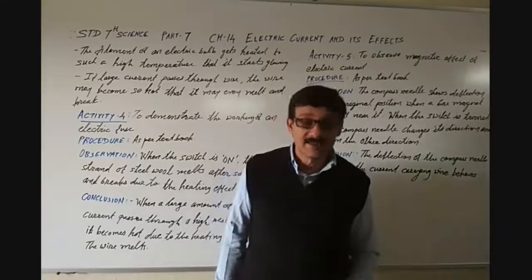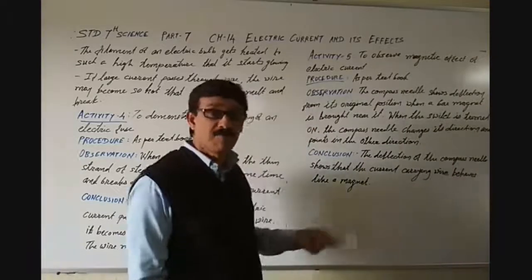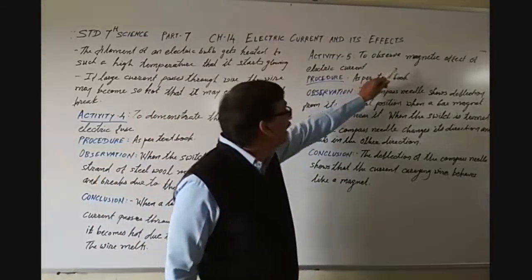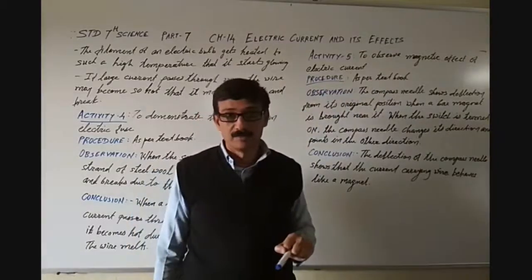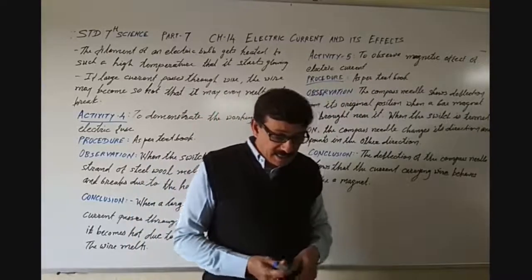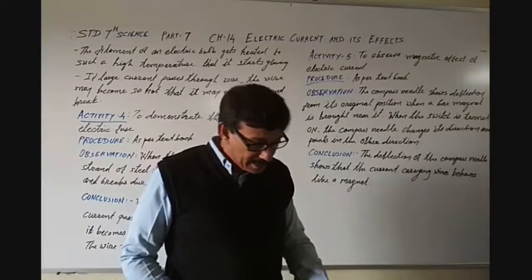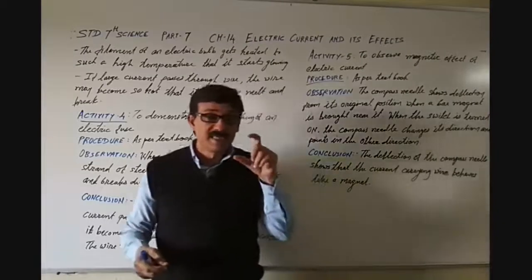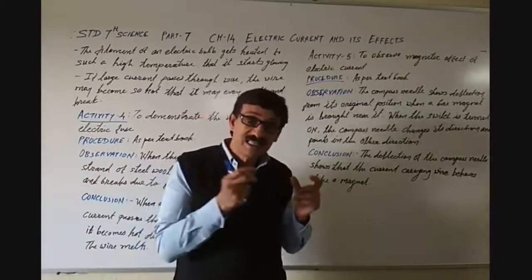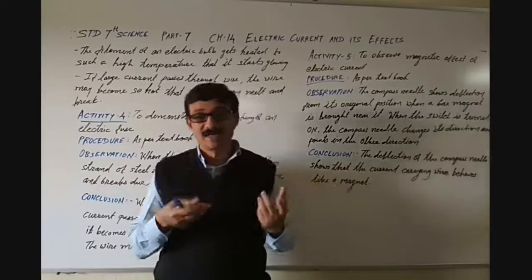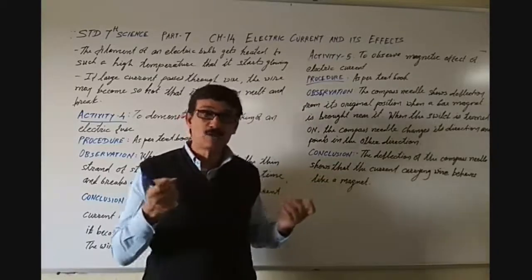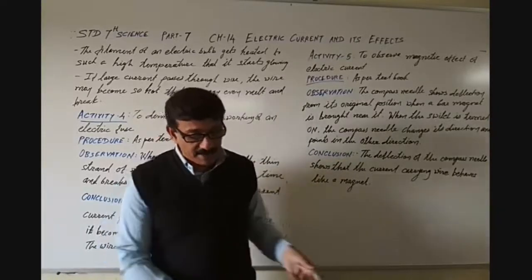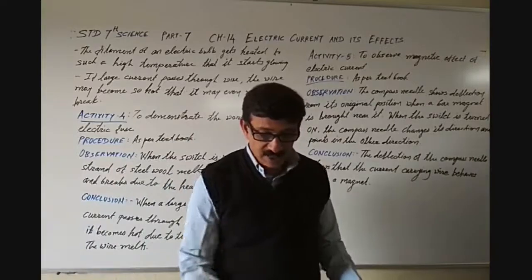For that, there is Activity 14.5, or the fifth activity, and the aim is to observe the magnetic effect of electric current. Take a cardboard tray from inside a discarded matchbox. Wrap an electric wire a few times around the cardboard.